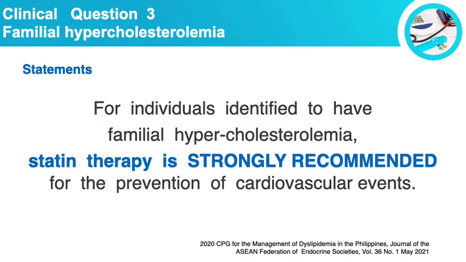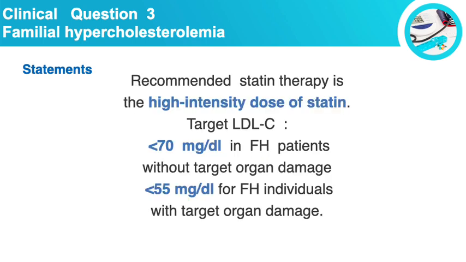The recommendation in this guideline is that for individuals identified to have familial hypercholesterolemia, statin therapy is strongly recommended for the prevention of cardiovascular events. The recommended statin therapy is high dose of statin with a target of less than 70 milligrams per deciliter in FH patients without target organ damage, or less than 55 milligrams per deciliter for FH individuals with target organ damage.